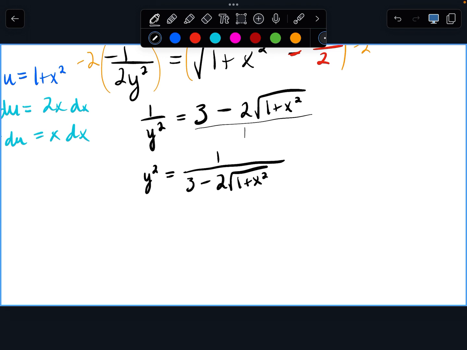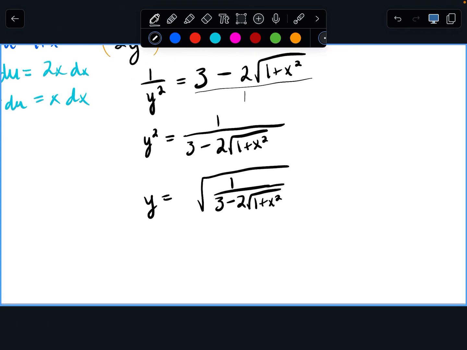Okay, then we get square root of both sides. So this is disgusting. Plus or minus? Actually, I know which one it is. Do you know how you know?